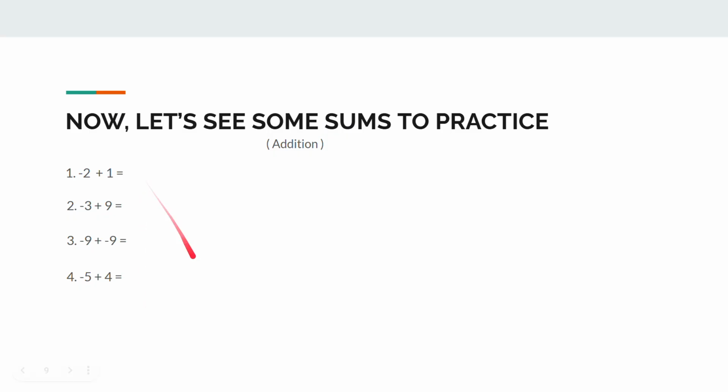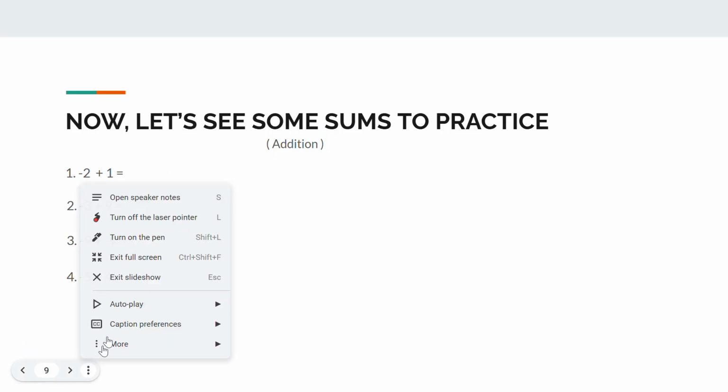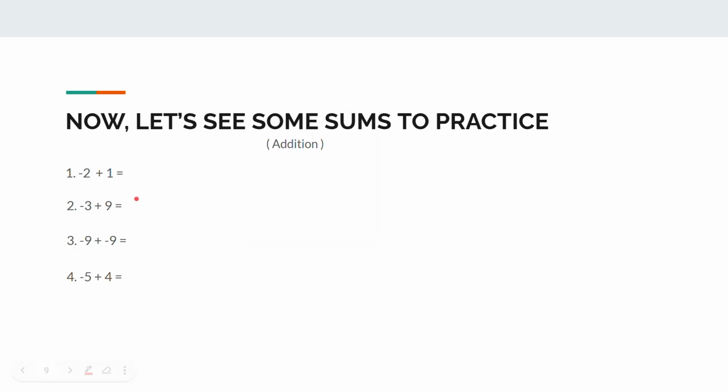Now we're going to do the following sums together. My first sum says that my first number is negative and my second number is positive. We know they have different signs, thus we're going to subtract them. 2 minus 1 is 1, and my biggest number is negative, thus my answer is also going to be negative. Thus my answer is -1.